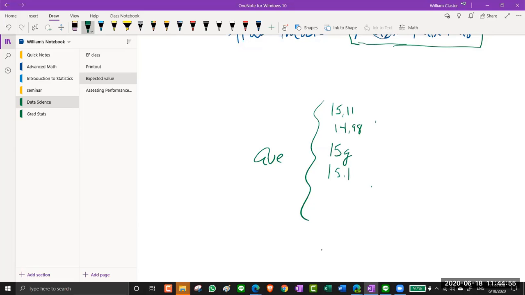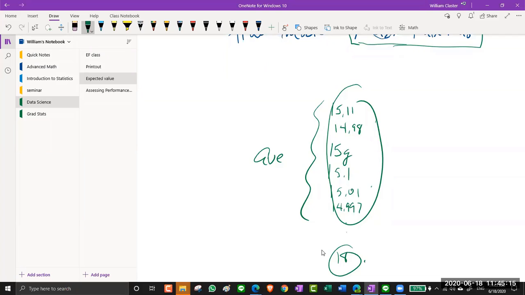pen is. Now I get numbers like this, and maybe another number I get is 15.01 and 14.997 and so on. But then somewhere in here I get a number like 18. So all these numbers are super close to 15, and then I get something like 18. This would be called an outlier. So it's very far away from the rest of the data. Okay, that's called an outlier.